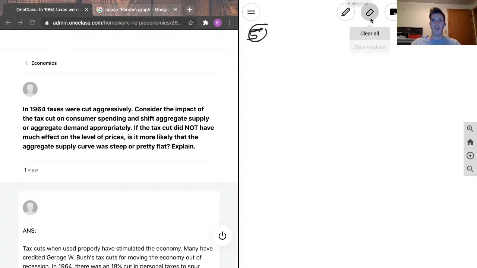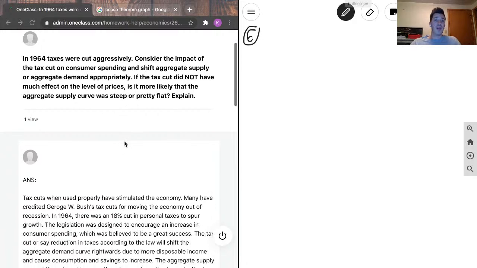Question 6. In 1964, taxes were cut aggressively. Consider the impact of the tax cut on consumer spending and shift aggregate supply or aggregate demand appropriately. The tax cut did not have much effect on the level of prices. It is more likely that the aggregate supply curve was steep or pretty flat. So we're going to draw.